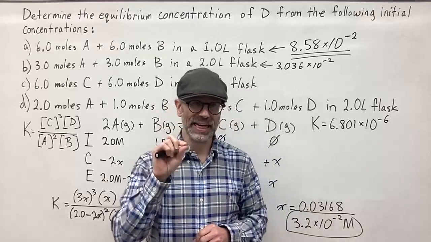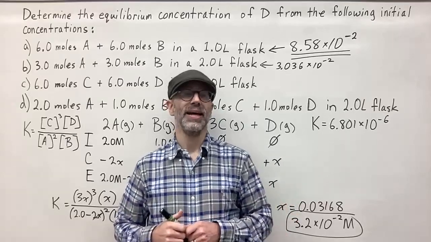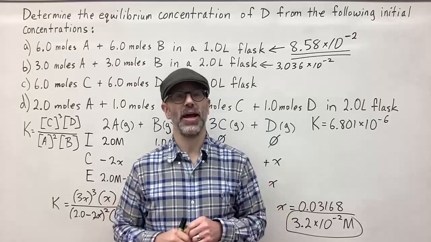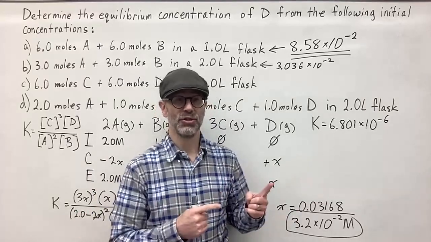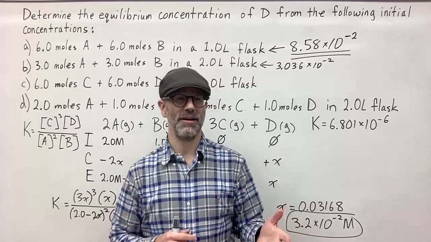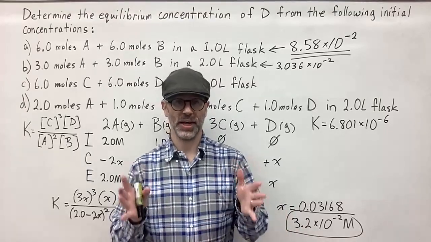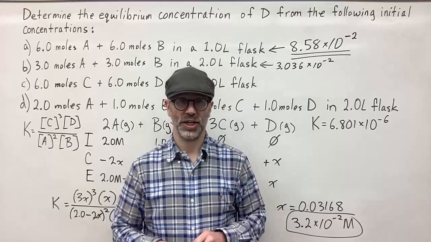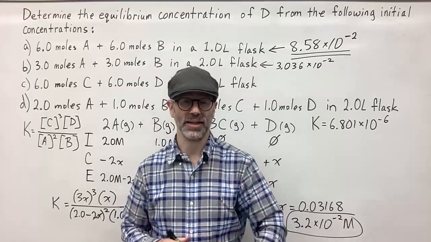If it's going to be a tiny shift, then you know you can do an ICE table right away. If it's a large shift, then you can assume 100% in that direction. Do your stoichiometry table first, your ICF or your IF table first in moles, and then from there, figure out what your initial concentrations are going to be for the ICE table that you're going to do next.